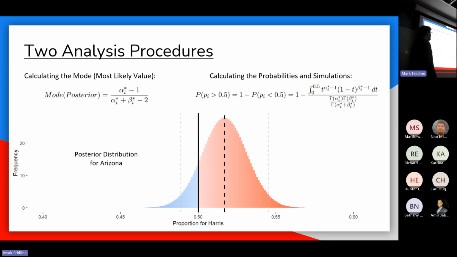And then I decided to go a different route, calculating probabilities and simulations. With this analysis method, I use this distribution to calculate the probability that Donald Trump will win each state. And that's just going to be the area of the red here. I know that formula looks scary, but it's just the area of the red. And I definitely did not code that formula. R just has a built-in function that lets you do it automatically.